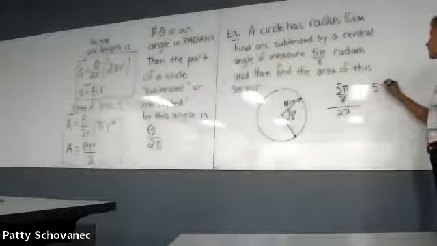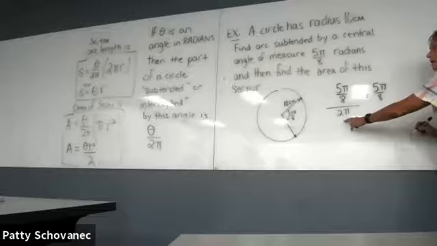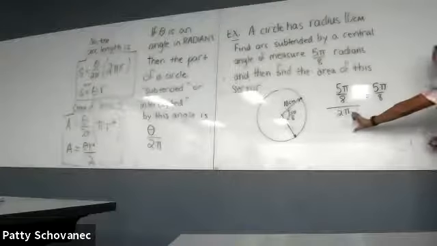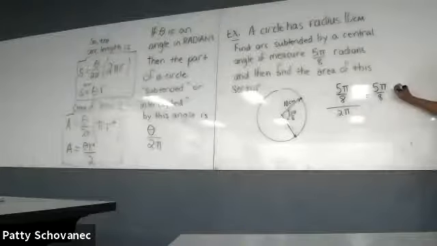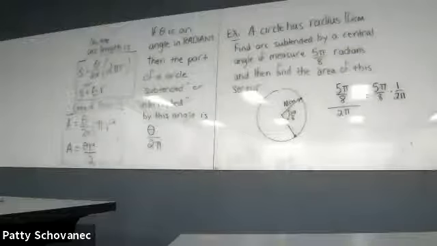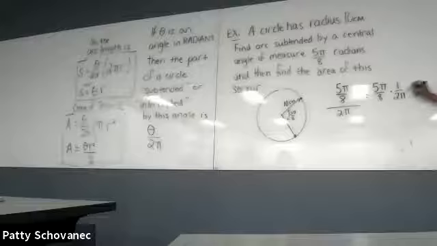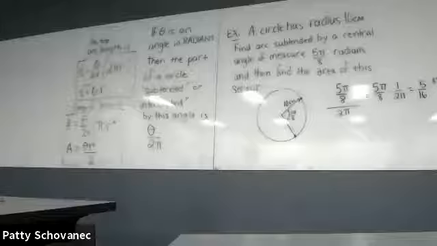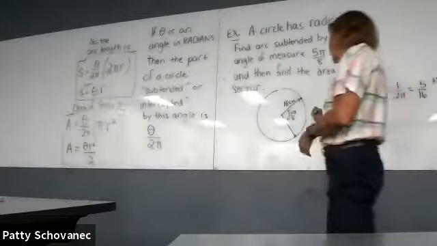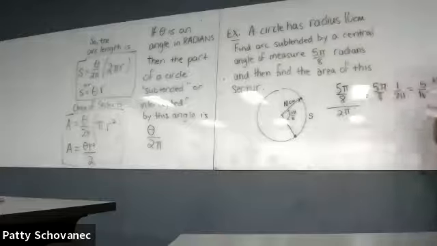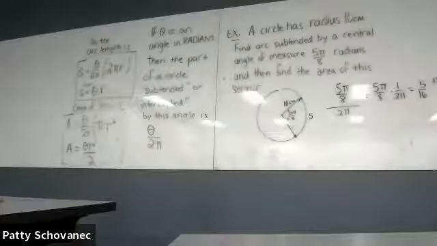Got a fraction on top. Think of that as 2 pi over 1. When you divide by 2 pi over 1, you flip it over and multiply. Right? Pi's will cancel, and I have 5/16 of the whole circle. So if I take 5/16 of the circumference, I've got the arc length S. If I take 5/16 of the area, I've got the area of the sector.